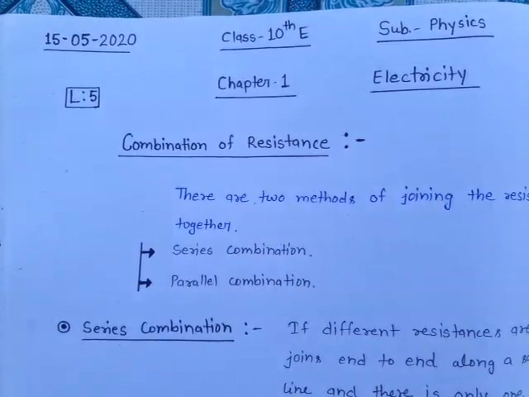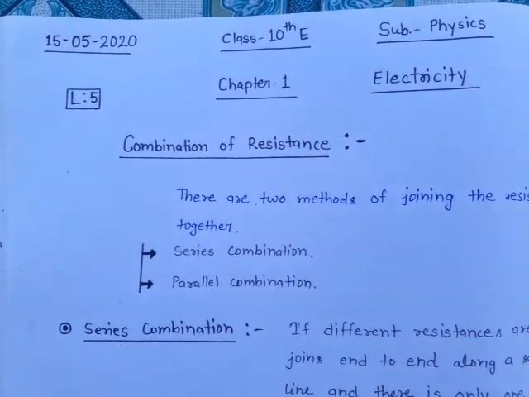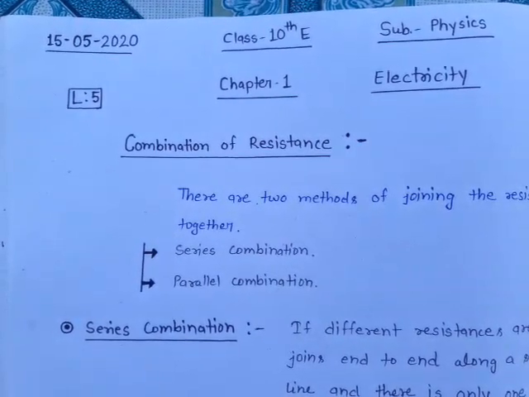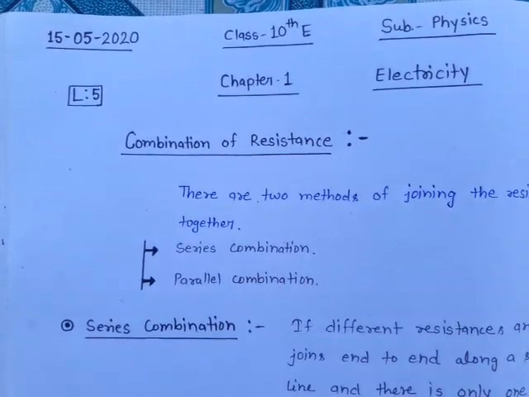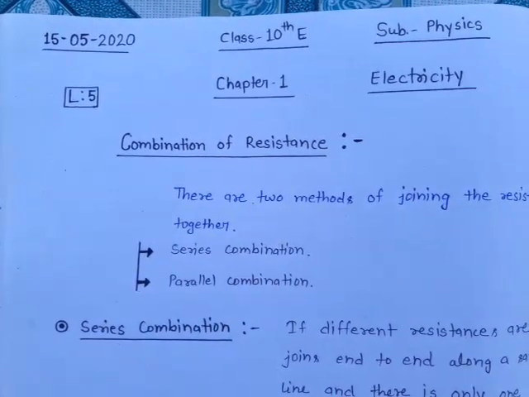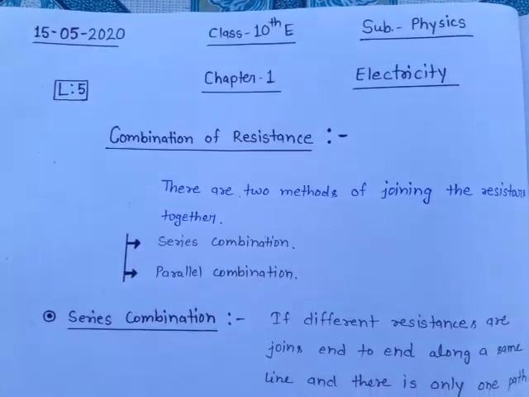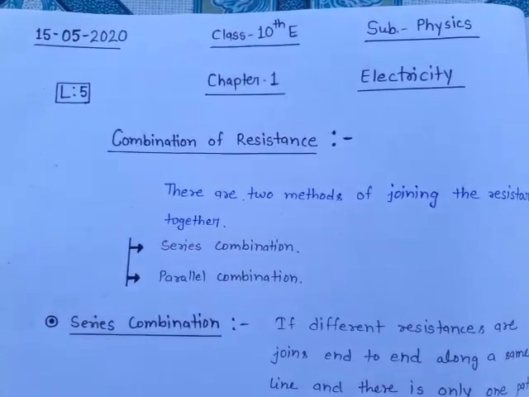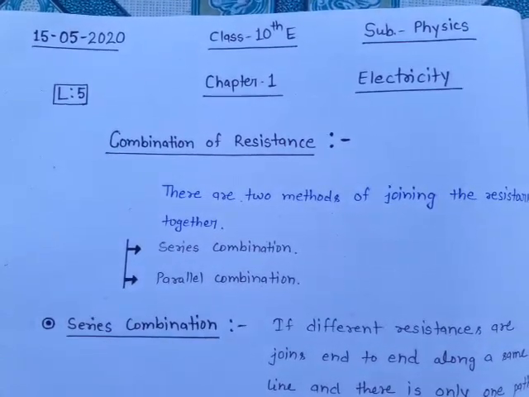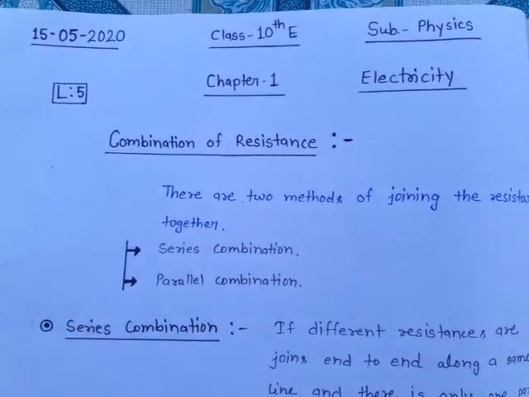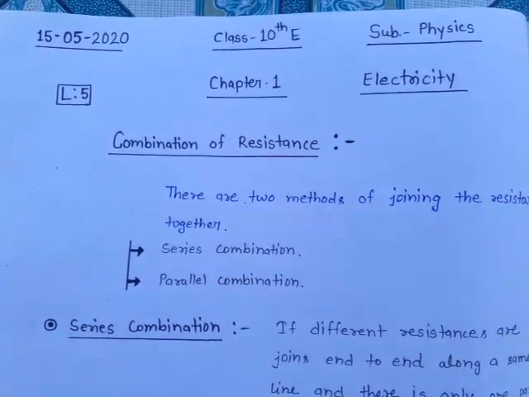In various electrical gadgets, we often use resistors in various combinations. And today we discuss a new topic, combination of resistance. There are two methods of joining resistances together. The first one is series combination and the second one is parallel combination. First we discuss series combination.